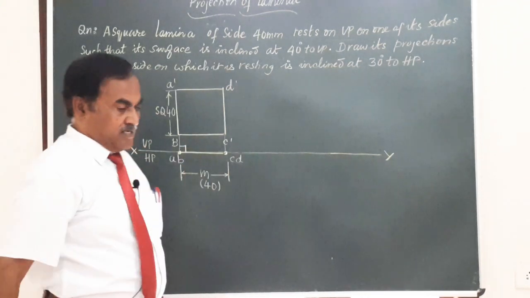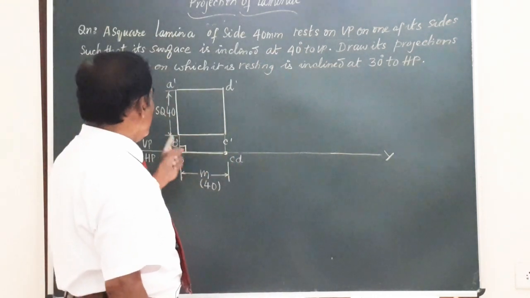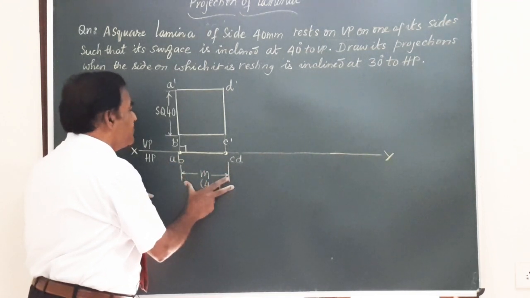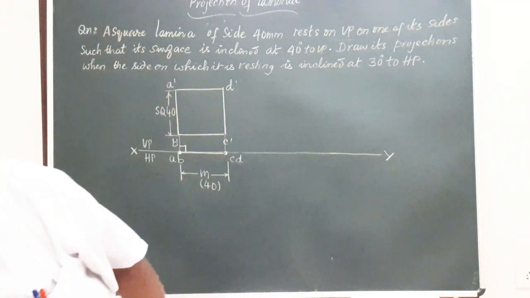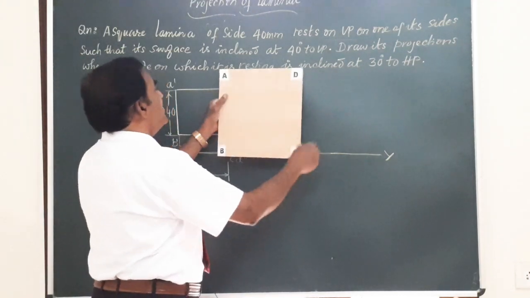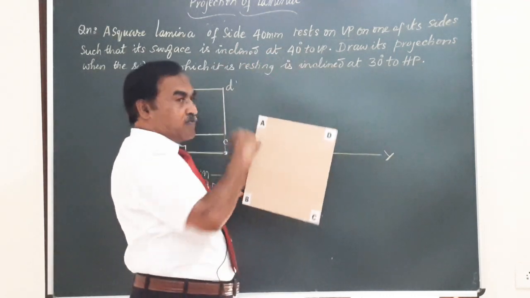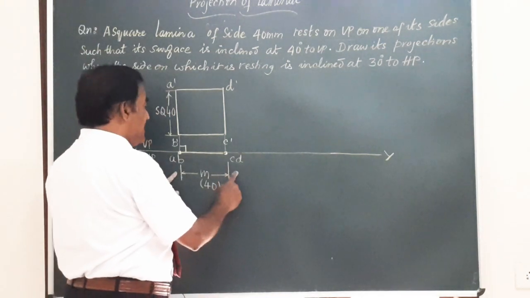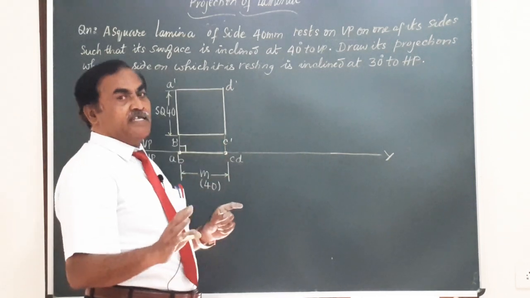Friends, we have placed the lamina on the wall or VP, and we have got the front view, a square of side 40 mm, and in the top view the line ABCD of length equal to 40 mm, and have marked that as 40 mm. Friends, whenever any surface is inclined to the wall or VP, that inclination with the wall or VP can be seen only in the top view. So here we have this line ABCD, the top view, that is in contact with the wall and it is not making any inclination.